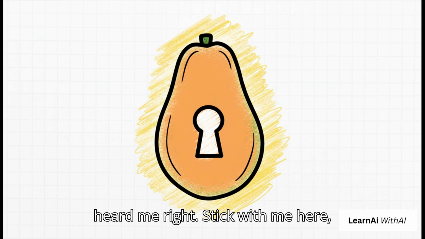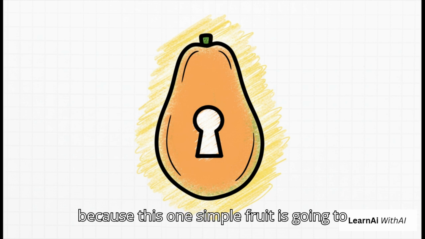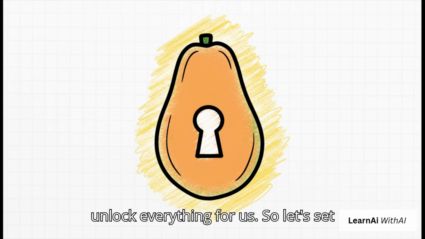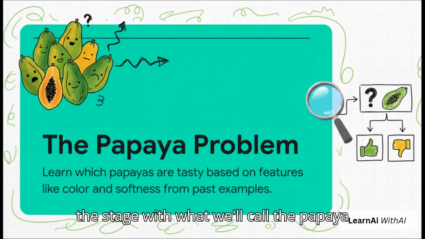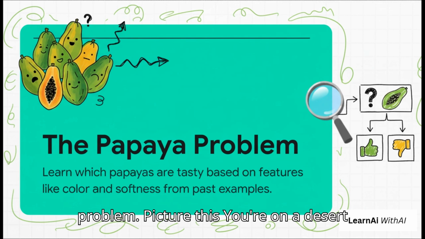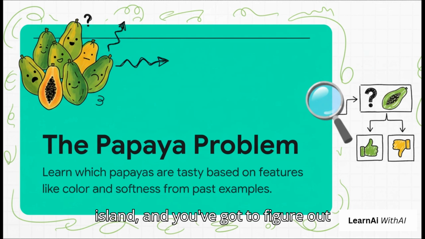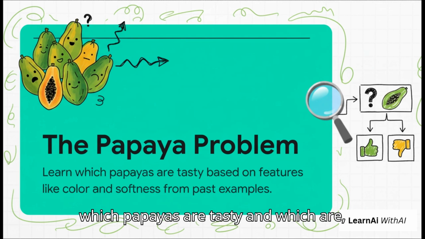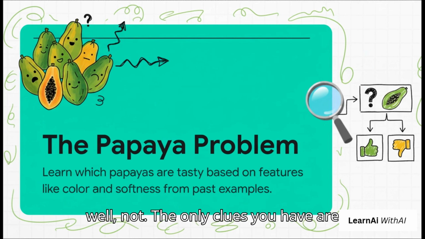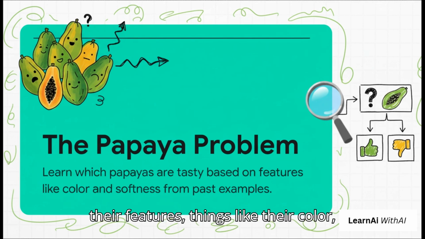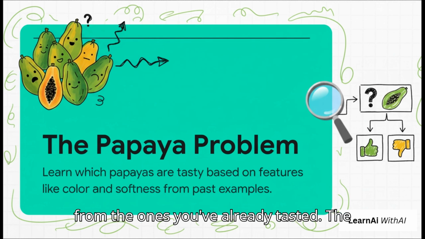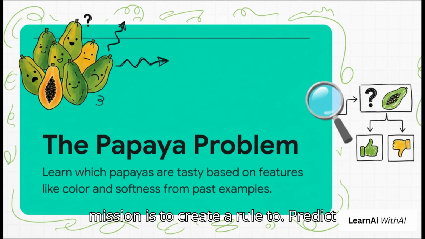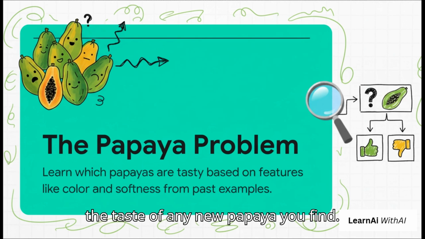Yeah, you heard me right. Stick with me here because this one simple fruit is going to unlock everything for us. So let's set the stage with what we'll call the papaya problem. Picture this. You're on a desert island, and you've got to figure out which papayas are tasty and which are, well, not. The only clues you have are their features, things like their color, their softness, and you only know this from the ones you've already tasted. The mission is to create a rule to predict the taste of any new papaya you find.